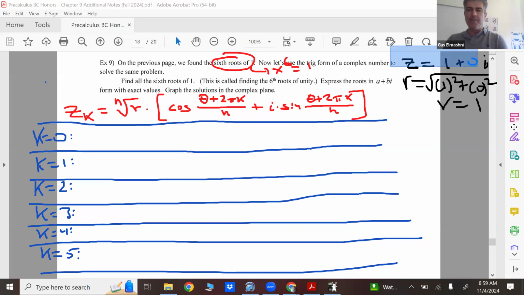Let me switch the contrast. That's terrible. Let's go. Crap, hold on.